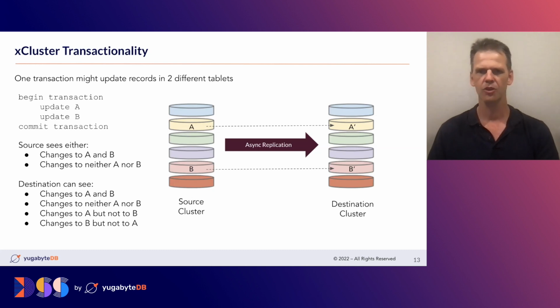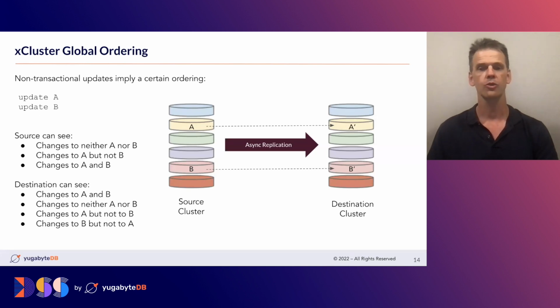But then I replicate them across to the destination cluster. It's entirely possible that A has been replicated at some point in time, but there's some very short period of time where B hasn't been replicated, or vice versa. B could get replicated before A gets replicated. So at the current implementation, the destination can either see A and B, like it should, neither A nor B, like it should, because they're both valid scenarios, but it can also see A and not B, or B and not A. So the destination at the moment does not preserve those transactional semantics.